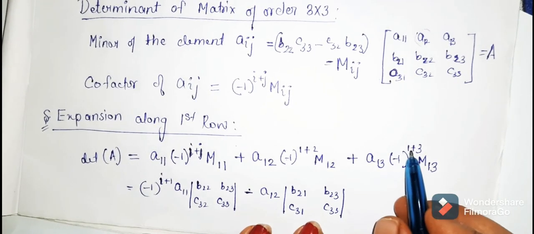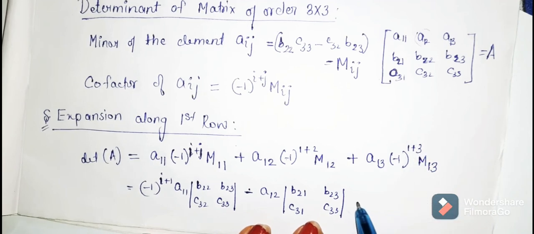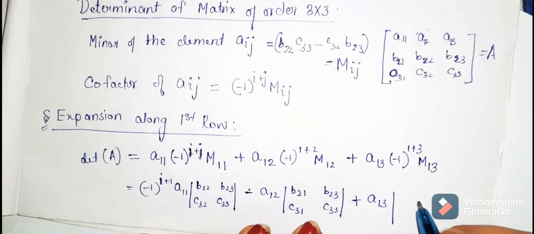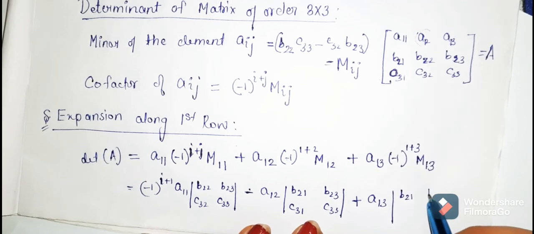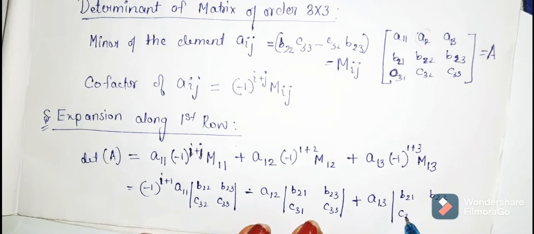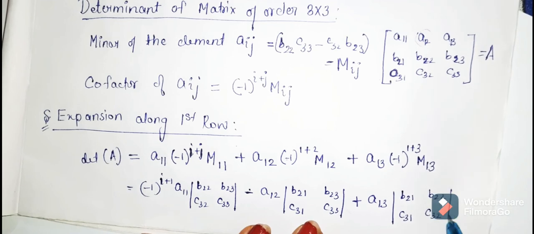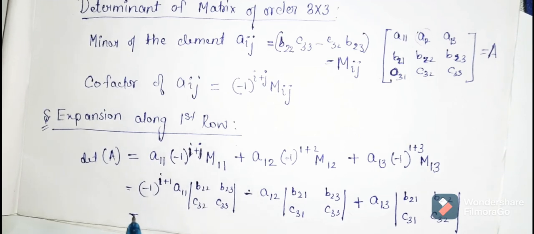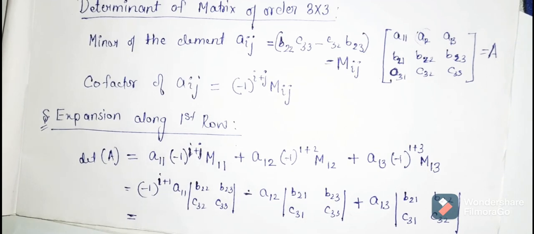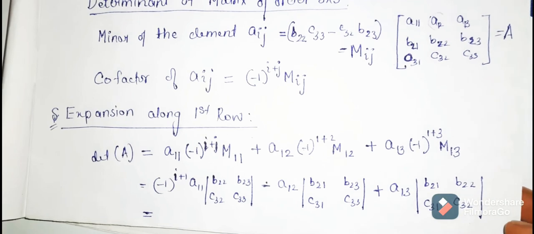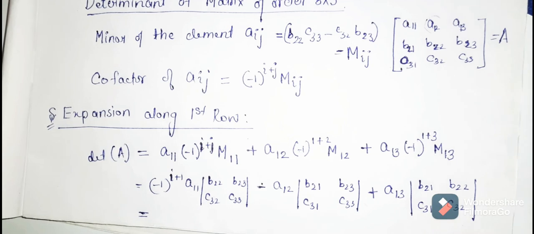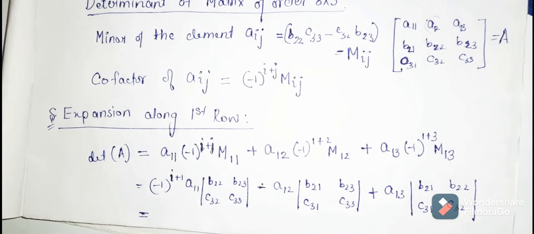And the next one is (-1) to the power 1 plus 3, which is 4. This is positive, so we get plus A13. What is your M13? It will be B21, B22, C31, C32. After solving this, you will get the value of your determinant. When I give you examples or solved sums, it becomes much clearer to you.